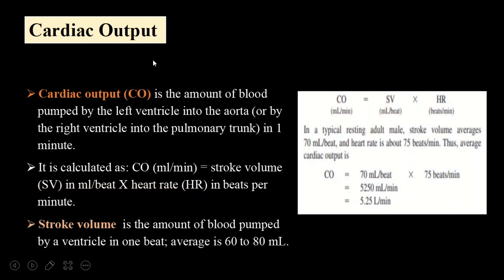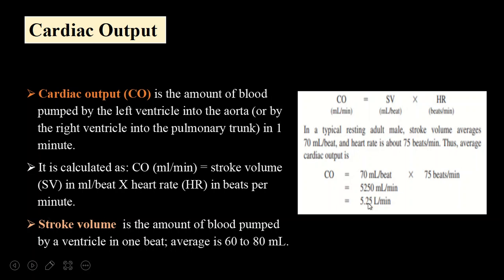So we have the cardiac output. This is the cardiac output. The cardiac output is the amount of blood pumped by the left ventricle into the aorta. So this is how much blood is pumped by the left ventricle to the aorta, or by the right ventricle to the pulmonary trunk, in 1 minute. So we can calculate this cardiac output by this formula. Cardiac output is equal to stroke volume in ml per beat times the heart rate in beats per minute.